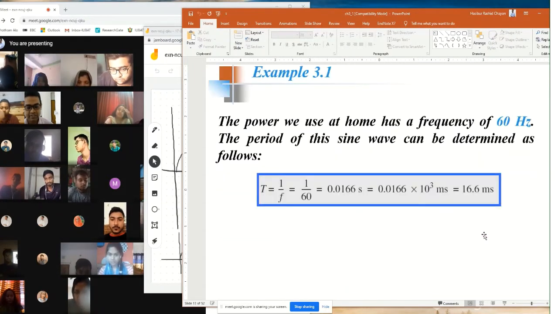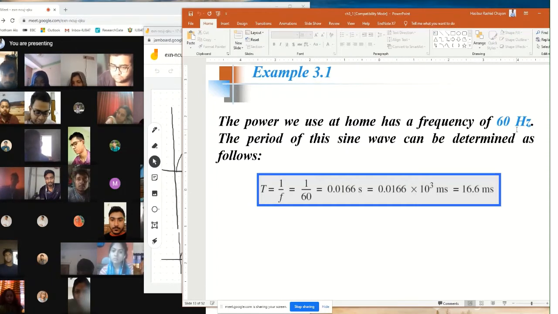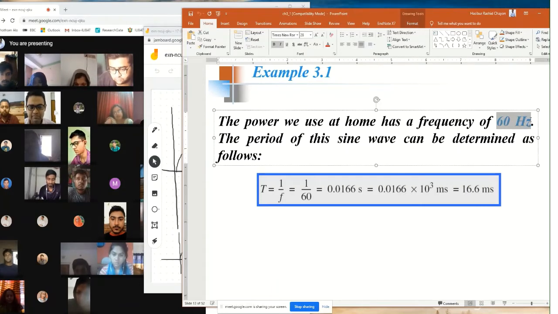Okay, let's have the example. Very, very simple. The power we use at home has a frequency of 60 hertz. That means the alternating current, the AC we are using at our home, the frequency of that power, is 60 hertz. What does 60 hertz mean? Our alternating current has frequency f equal to 60 hertz.